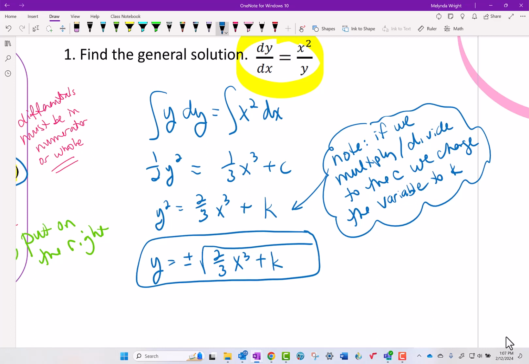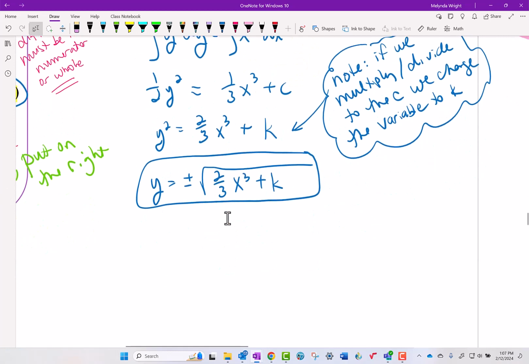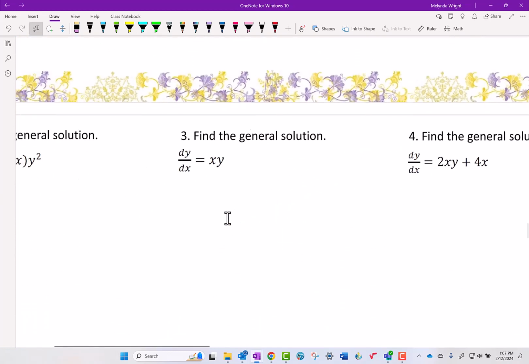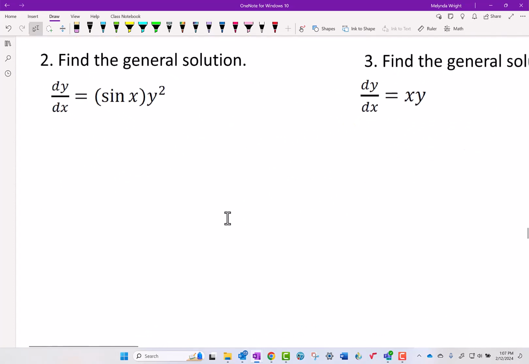Okay, how are we doing? Okay. So we have another page of general solutions, and then we've got a page of particular solutions. So we're just going to practice the different kinds of things we might see. So we're asked to find the general solution again. I'm going to do my first step, which is to separate. So I've got dy over y squared equals sine x dx. Okay, I've separated. Now I'm going to integrate both sides.